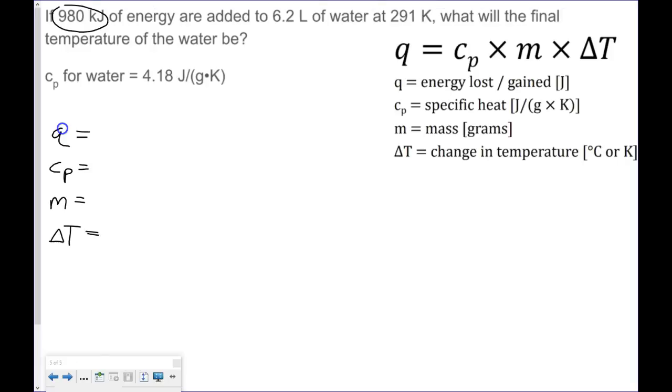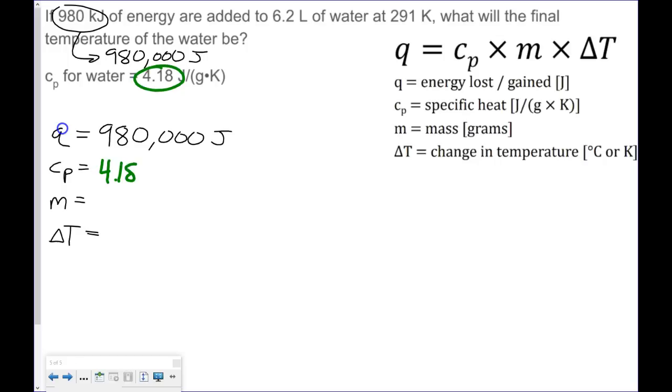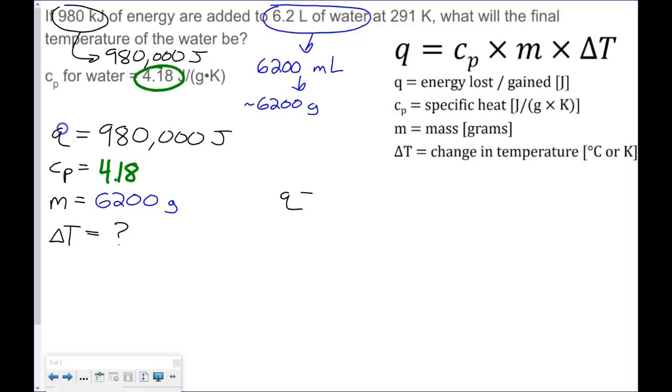Okay, another one here. I have 980 kilojoules. That's going to work out to be 980,000 joules. Plugging that in there. My specific heat for water is 4.18, and it's 6.2 liters of water. That's going to be 6,200 milliliters of water, and assuming we're at a normal temperature and pressure, which we roughly are, that's going to work out to be about 6,200 grams, because that's about the density of water. 1 gram per milliliter, 6.2 liters is going to work out to be 6.2 kilograms, about 6,200 grams. So there's my mass here, and my change in temperature is my unknown, what I'm solving for.